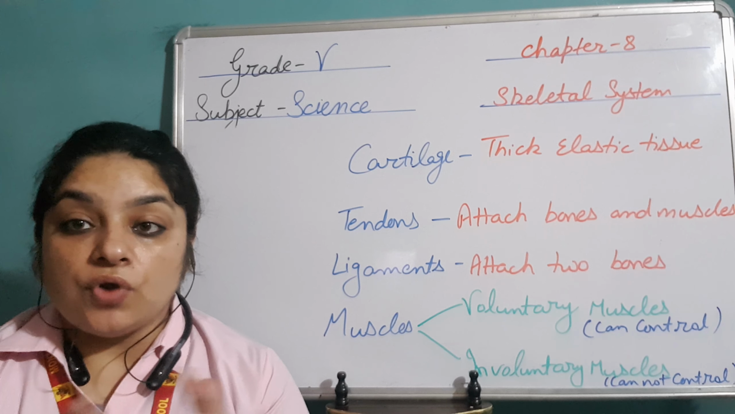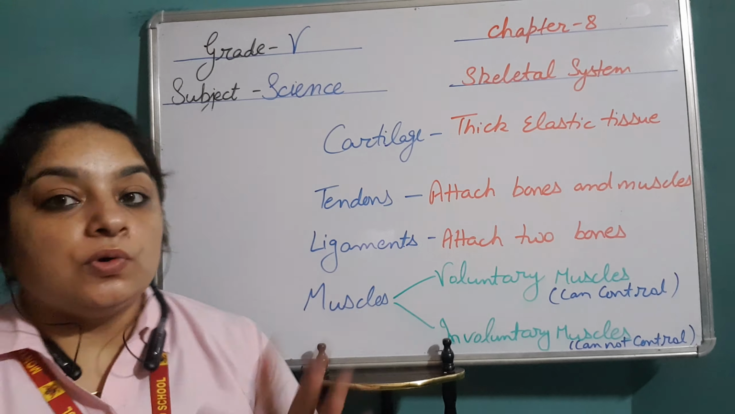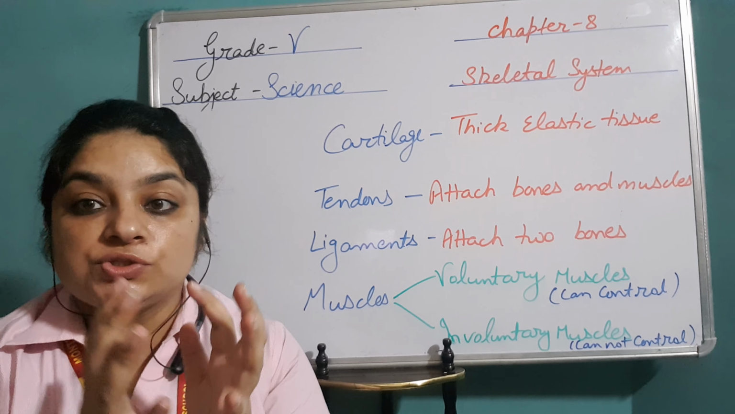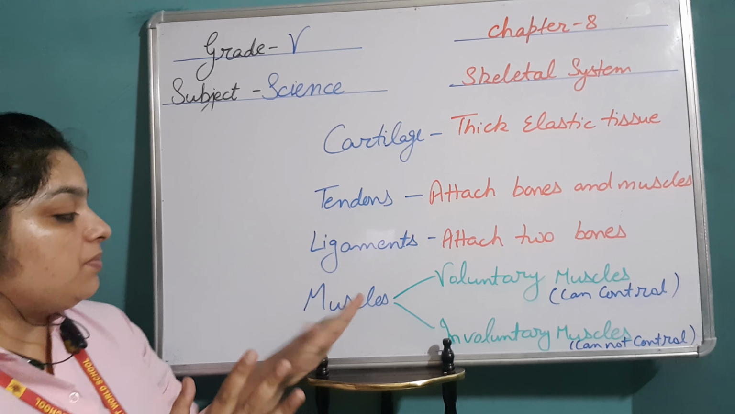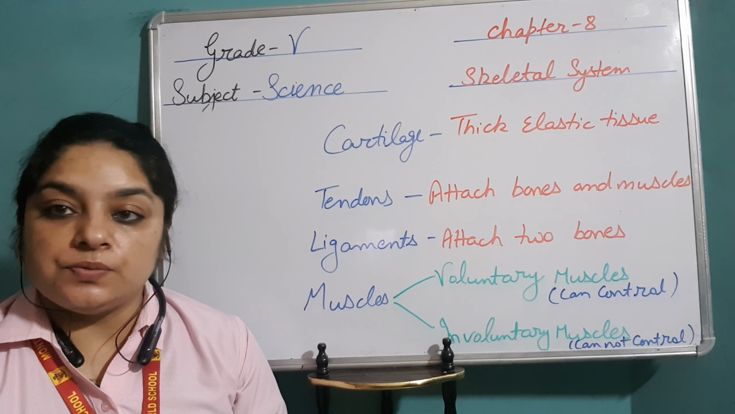Tendons are a kind of long fibers which attach the bones and muscles together. Ligament attaches two bones together. And the next one is your muscles. In our body there are around 600 muscles which work together with the bones.